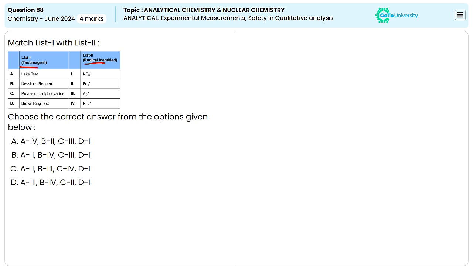The lake test is used to detect the presence of aluminium ions in a sample. In this test, aluminium ions are treated with a reagent that forms a colored complex, indicating the presence of aluminium.